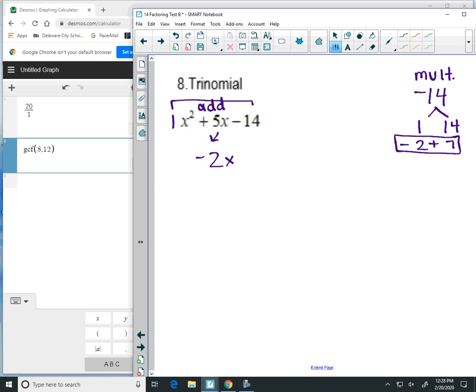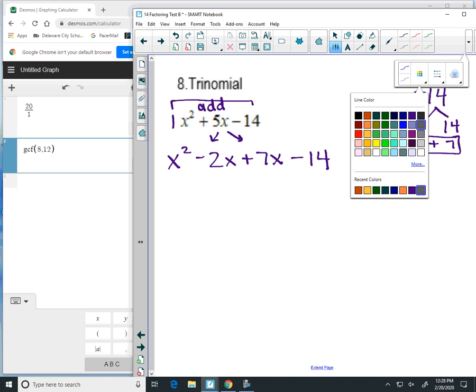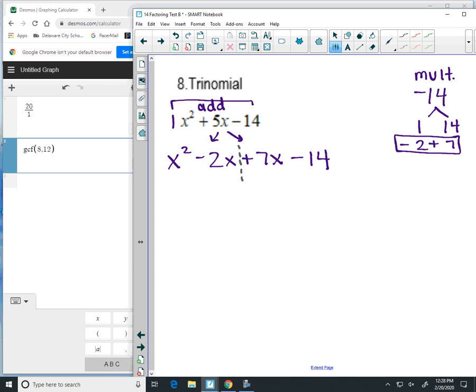Negative 2x plus 7x. I'm going to bring down that 14. I'm going to bring down the x squared. Do I like the order of this one? I like the order that just happened here. What can I take out of my first two? X. What can I take out of my next two? 7. Now I know where you are if you're telling me what's left.